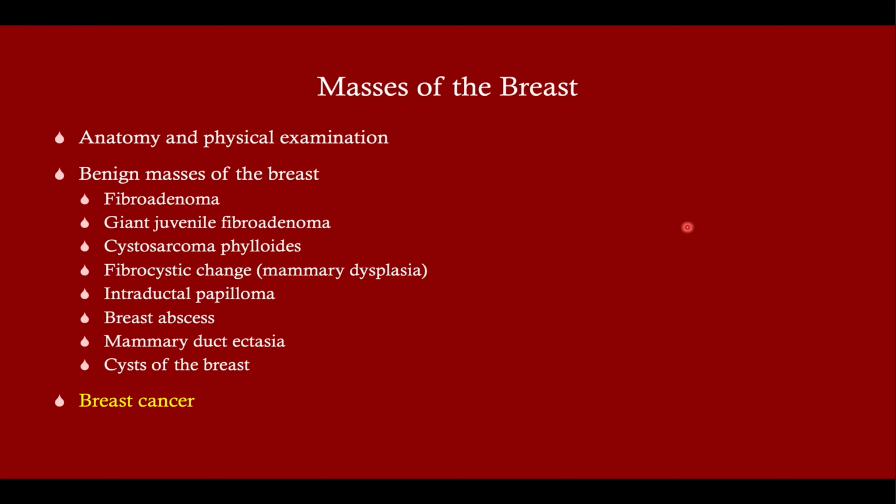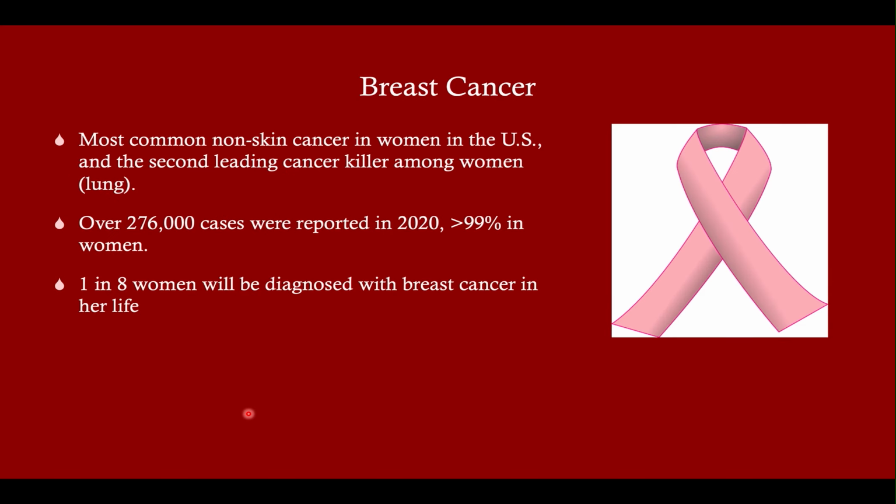All right, so we're going to talk here about breast cancer. There are a number of different masses that you can have in the breast that are benign. Here we're talking about malignancies. Breast cancer is the most common non-skin cancer in women, and it is the second leading cancer killer among women, second to the lung. Remember that lung cancer is the number one cancer killer of both men and women, and breast cancer is number 2 in women.